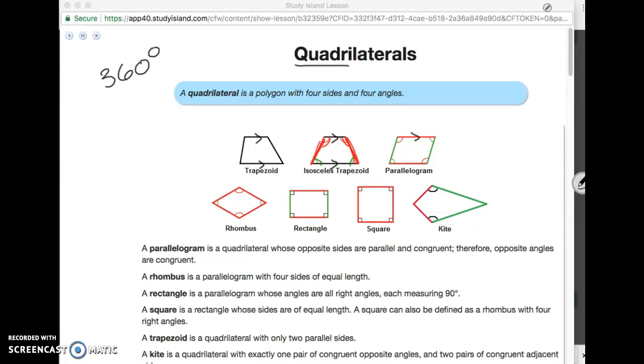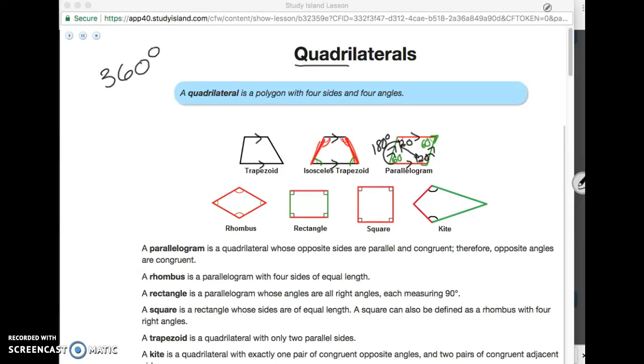Parallelogram has two pairs of parallel sides. This is a real powerful one because we know that opposite angles, like this one, say it's 60, and this one, the opposite angles are always equal. And consecutive angles, like this one here and this one down here, always have to add up to 180. So 180 minus 60 would be 120. So opposite angles are always equal. Consecutive angles always total 180 degrees.